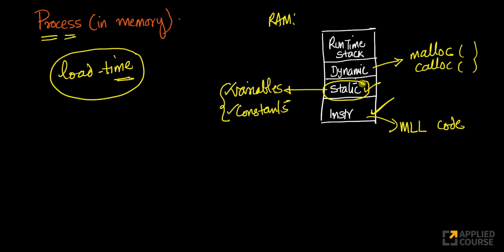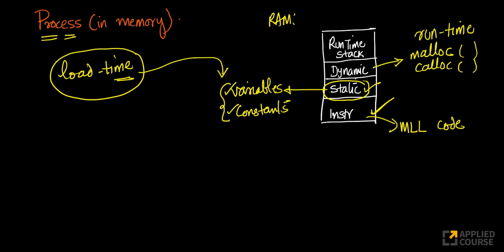This memory is assigned at load time, not at runtime, while the dynamic memory, because we don't know how much is needed, is allocated at runtime while the program or the process is being executed. The static one is allocated at load time. So all these variables and constants, the memory for them, is all in the memory.